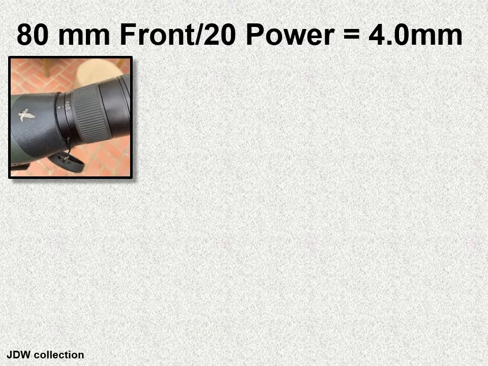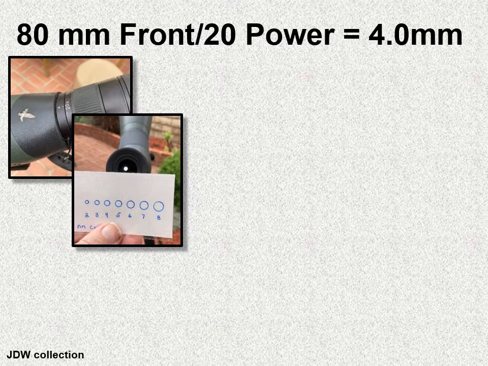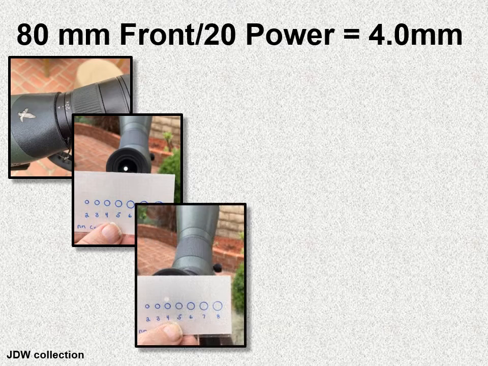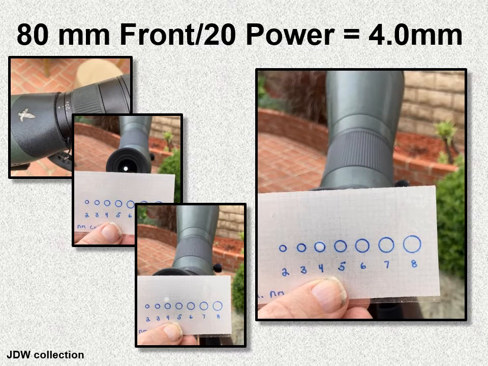So here is a spotting scope. The front element is 80 millimeters. The power is 20. The exit pupil should be 4. I point it to the sky. I can see the exit pupil. Where is it in space? I bring the tracing paper over that, and actually it gets sharp. I move it back and forth, and where it gets the sharpest, I measure it, and it matches. It's 4.